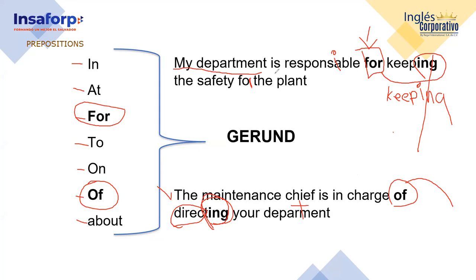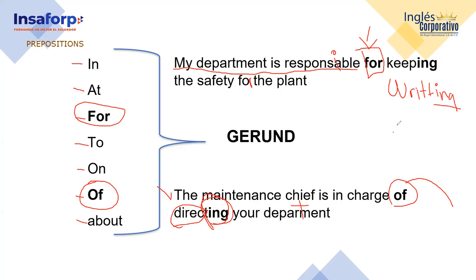For example, my department is responsible for... change the verb. Can you change the verb? Can you look for another verb? Of course, in ing. My department is responsible for, and instead of saying keeping, writing reports, for example. My department is responsible for writing reports. Very good, ing. Another verb?